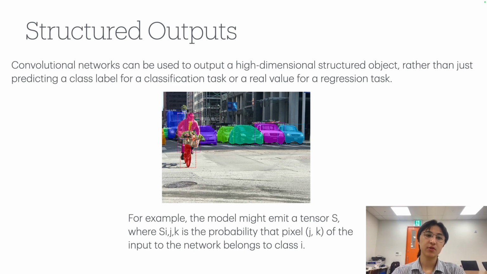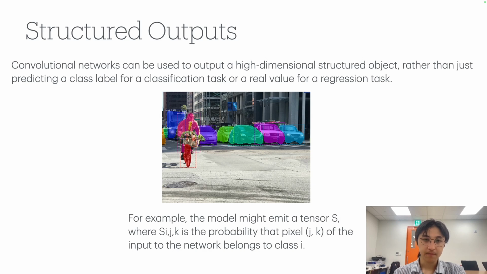Let's talk about structured outputs. Convolutional neural networks are not only used for image classification, like classifying dog and cat. They can also be used in image segmentation. For example, we can tell the convolutional network to give us the output in a different format, for example a spatial tensor S, where each pixel is given the probability of which class it belongs to. By getting that, we can simply overlay that probability on our image.